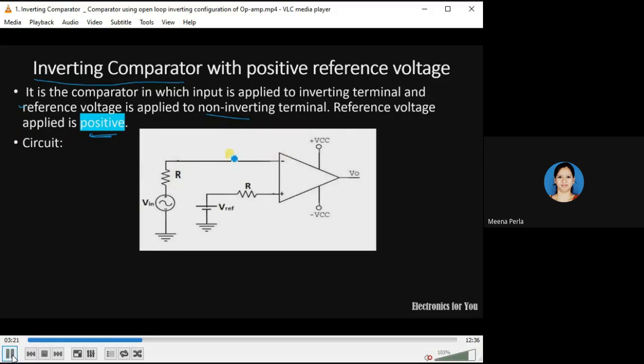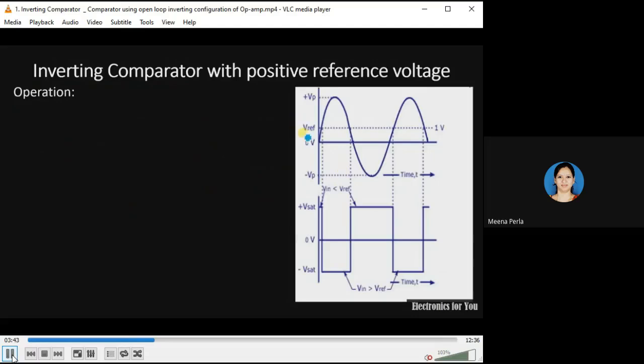So this circuit diagram shows that at the inverting terminal we have applied some input voltage V in, and the reference voltage has been applied to the non-inverting terminal. So the reference voltage has been connected between the non-inverting terminal and ground. And so you can see the positive reference voltage is given to the non-inverting terminal.